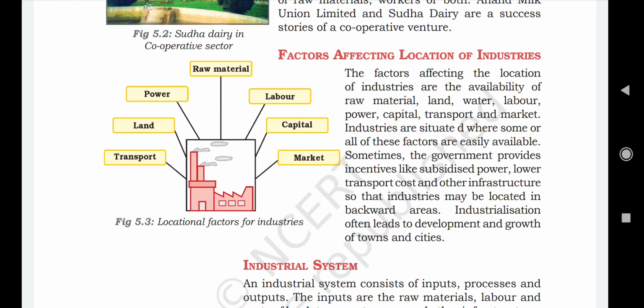So, the factors affecting the location of industries are availability of raw material, land, water, labor, power, capital, transport and market. If these factors are not available properly for any particular industry, then it will not work properly. You will find so many difficulties then.